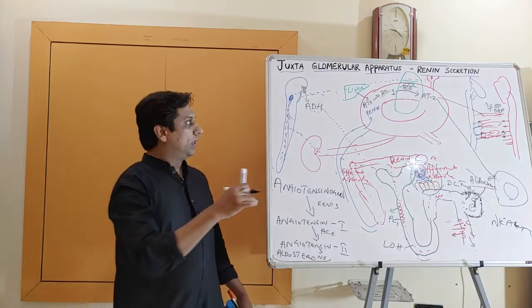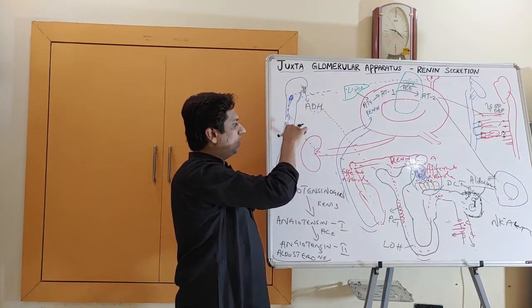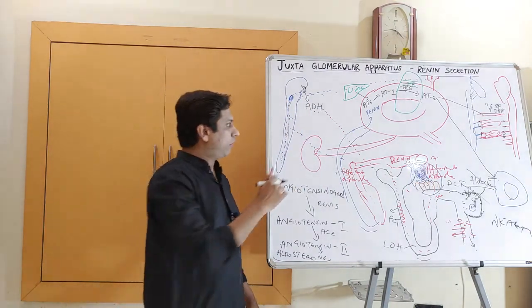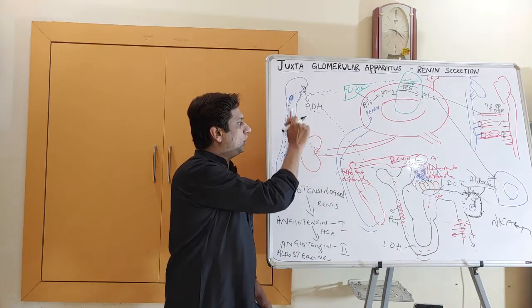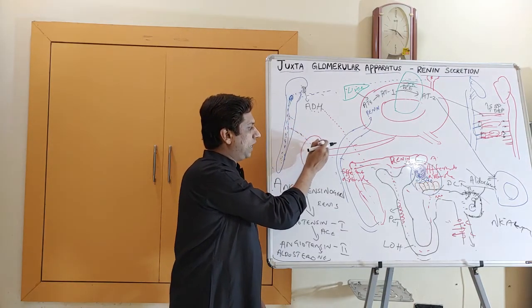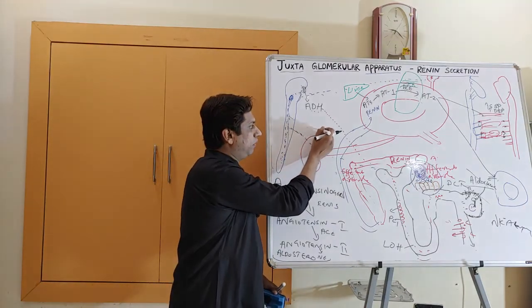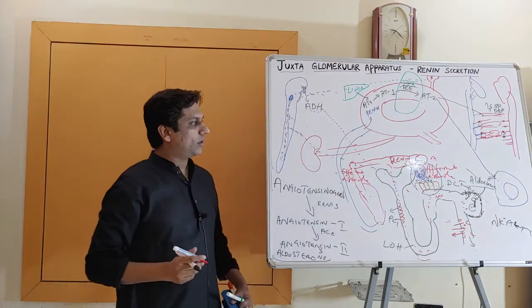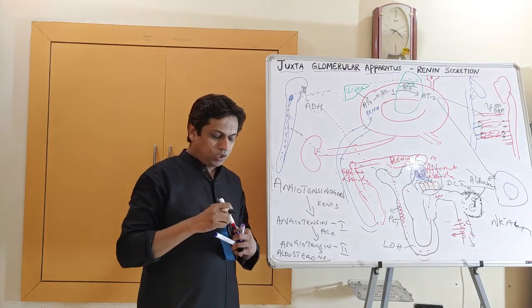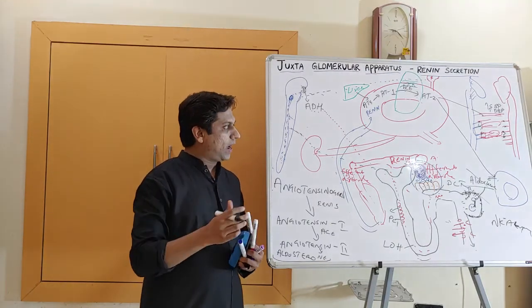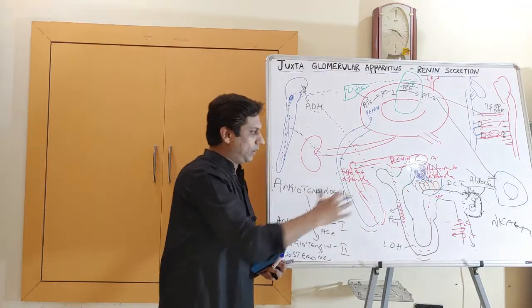Then it will also stimulate the sympathetic nervous system, causing the release of sympathetic activity, which further releases norepinephrine and causes vasoconstriction. Okay, so this is how the blood pressure will come back to normal. Such a complex mechanism.